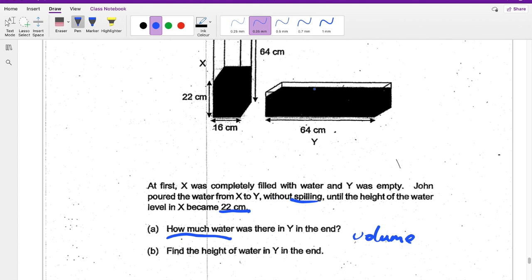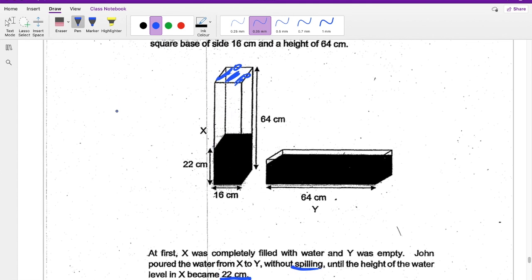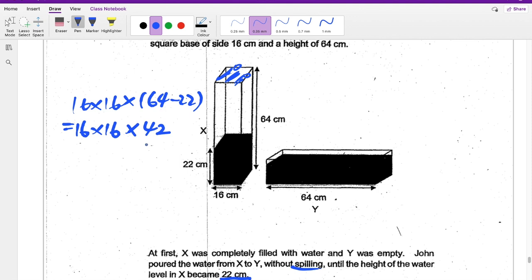So the volume is pulled from this tank. What we can calculate is 16 times 16, which is the base area. Then we multiply by the height which was pulled over. We see that after pulling, only 22 remains, so what he pulled is 64 minus 22. So this is 16 times 16 times 42. The answer here is 10752.